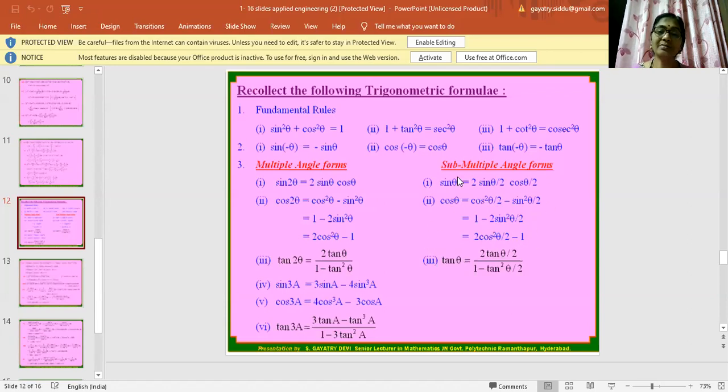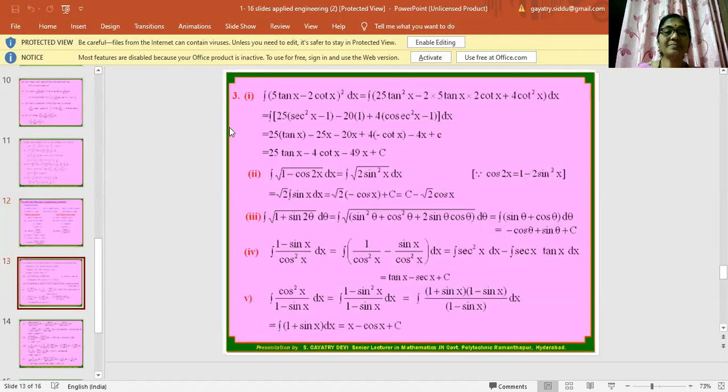But we require only this knowledge to go through the integration of trigonometric functions. Now, integral of (5 tan x minus 2 cot x) whole square dx. First you have to expand the whole square. That gives you 25 tan square x minus 10 tan x into 2 cot x plus 4 cot square x dx.